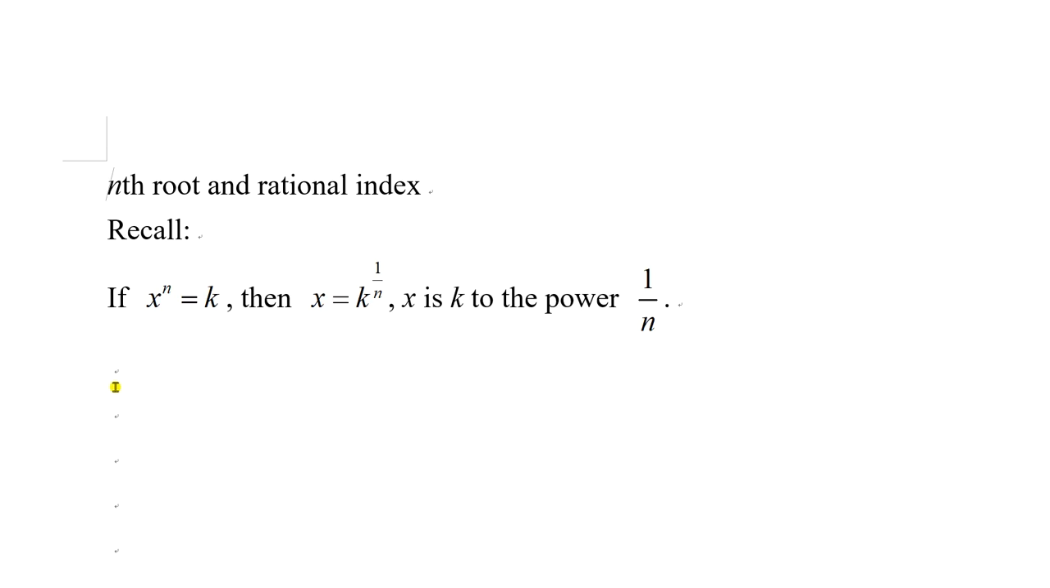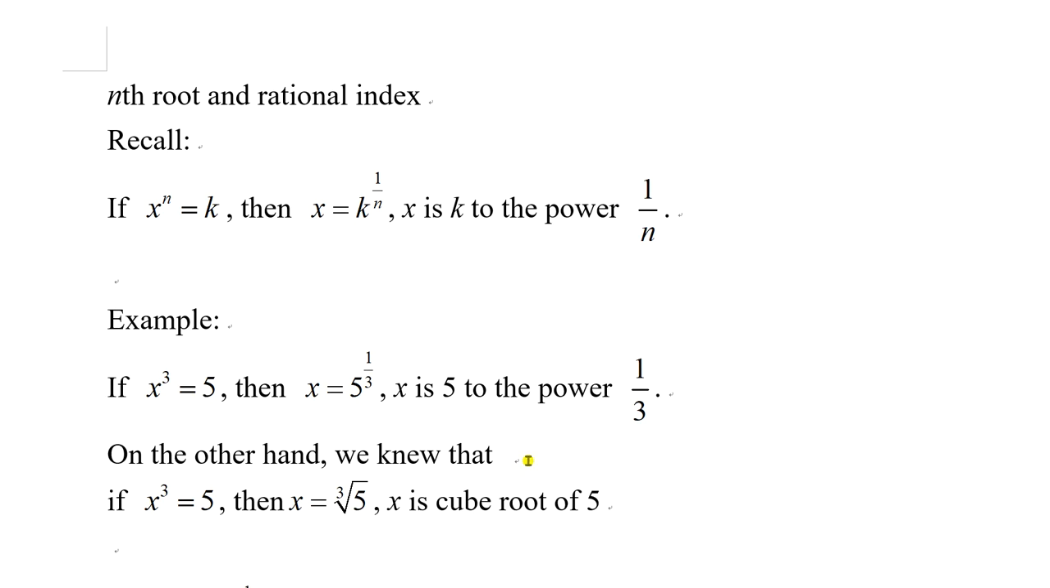Okay, in this video, we are talking about the nth root and rational index. Let's do some recall. If there's an equation x to the power n equals k, then we'll write x equals k to the power 1 over n. So let's see some example. If x to the power 3 equals 5, then we can write down the solution of x equals 5 to the power 1 over 3.